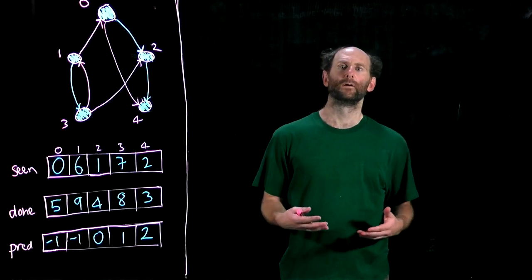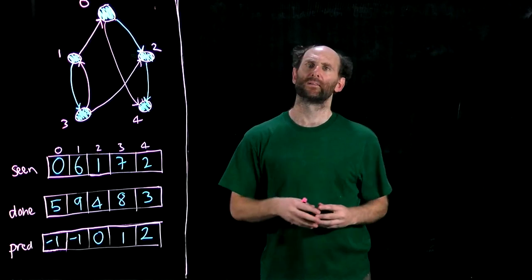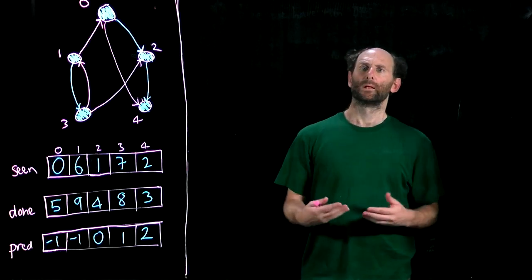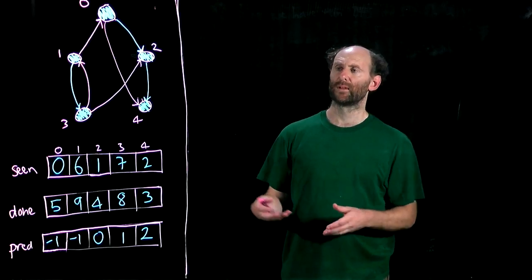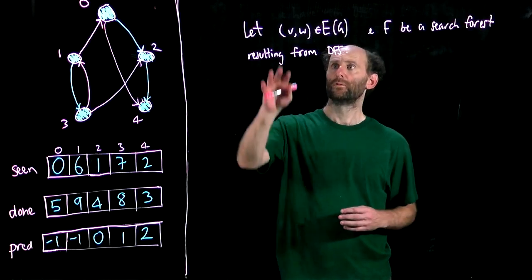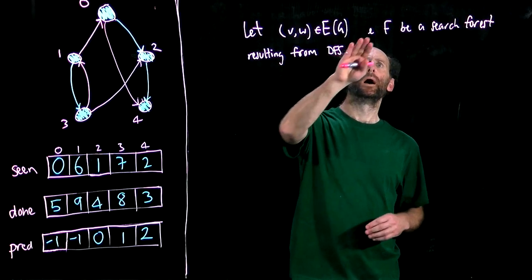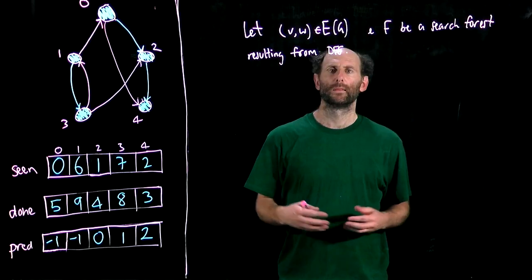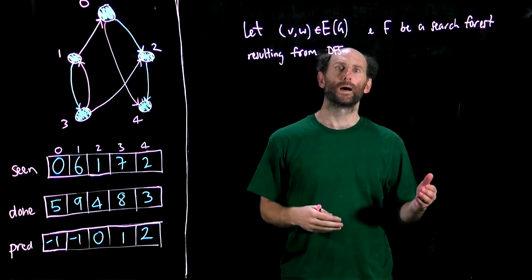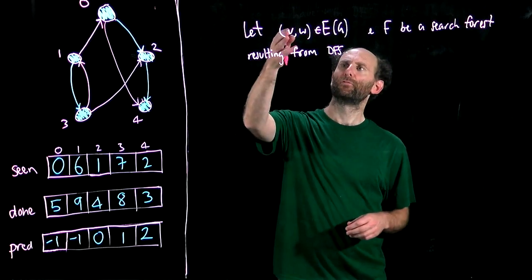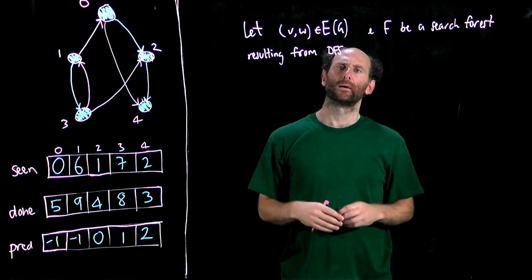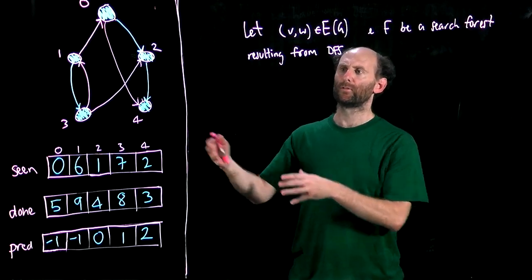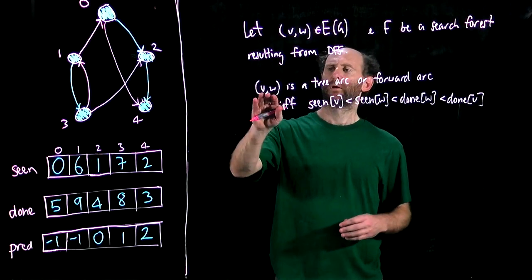How is that useful then for helping us to classify the arcs in the digraph once we've got a search forest? Well, we can simply look at the seen and done timestamps and use our previous result to do so. So suppose we've got the arc VW, we've run a depth first search and got the search forest F. Then if VW is a forward arc or a tree arc, that means V is an ancestor of W in the search tree. In that case, we're in the first case of the previous result.